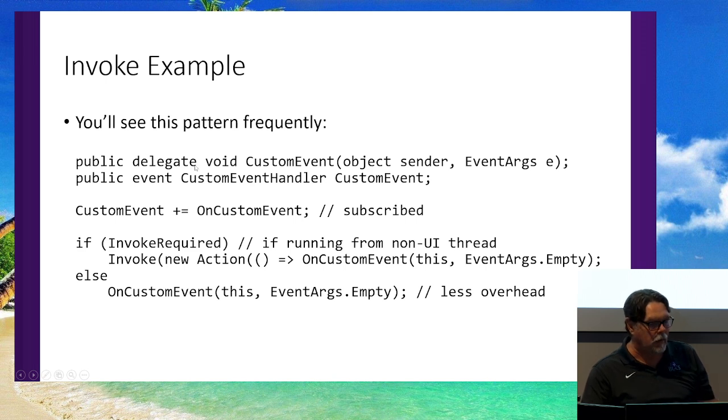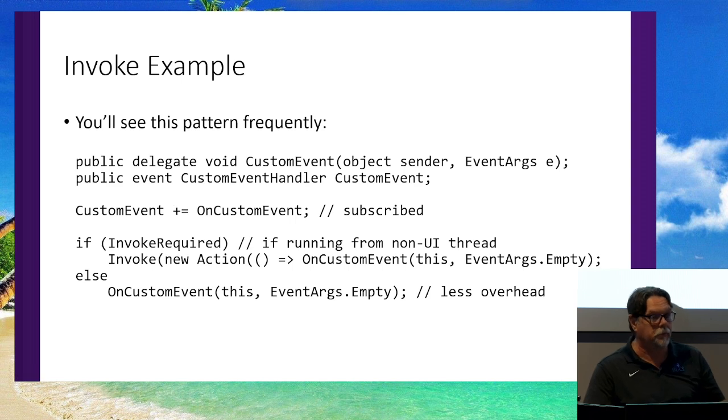So the first line here, public delegate void custom event object sender event args e. So void and the rest of that, that's the signature of my event handler. And all I've done is I've said, this is a delegate. It's something that can be called as an event handler. The next one, the public event, that's the array that holds the references to people who've subscribed to it. In order to subscribe to it, all I have to do is plus equals the name of a method. And now I've got a method that will be called.